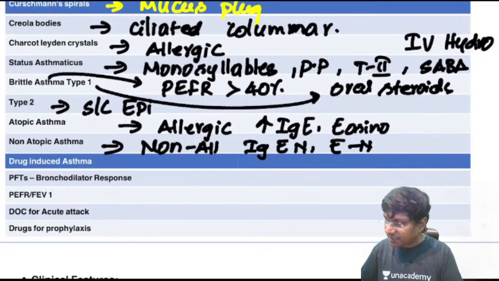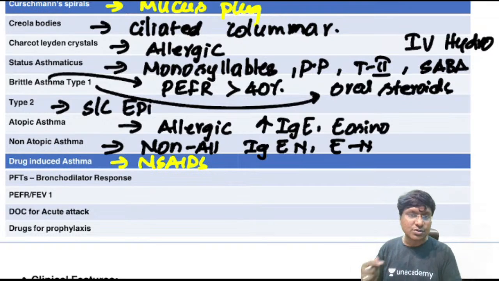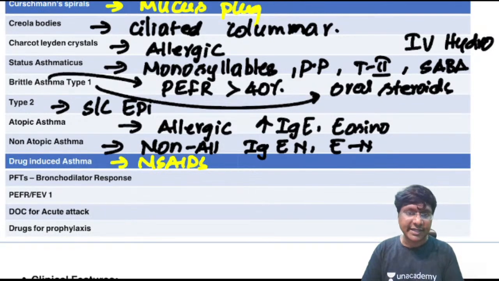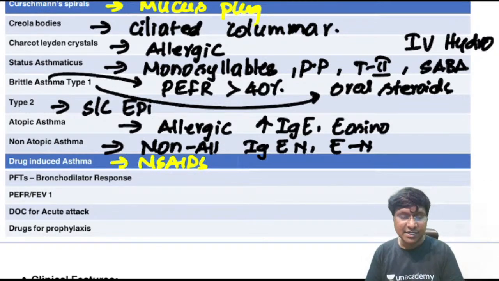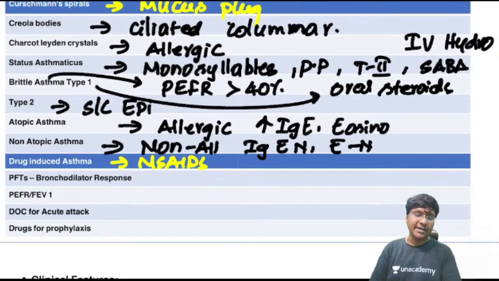So for drug-induced asthma, you mainly need to remember the NSAIDs. Why do these NSAIDs induce asthma? Because they are COX inhibitors, they will increase the leukotrienes, and by increasing the leukotrienes they cause bronchoconstriction resulting in asthma. So your aspirin, diclofenac, ketorolac, they induce this drug-induced asthma.